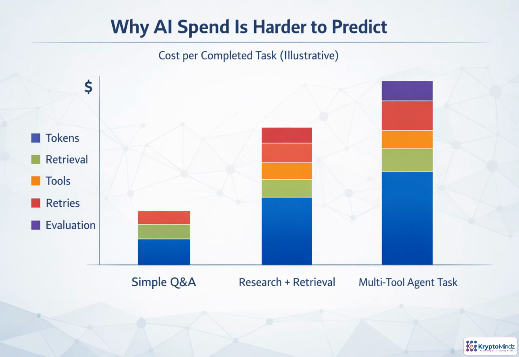Forecasting also changes. Traditional cloud spend is often tied to resources you can count in advance. Agentic AI depends more heavily on workflow behavior. A simple Q&A may mostly consume tokens. A research workflow adds retrieval, longer context, and more output. A multi-tool agent can branch, call systems, retry, evaluate, or fall back to a larger model. So two requests that look identical to a user can have very different backend costs. Forecasting needs to track cost per interaction, completed task, successful outcome, agent, tenant, and team.